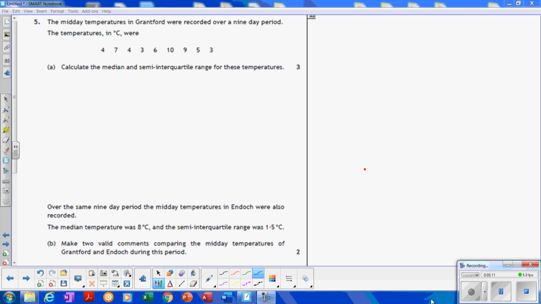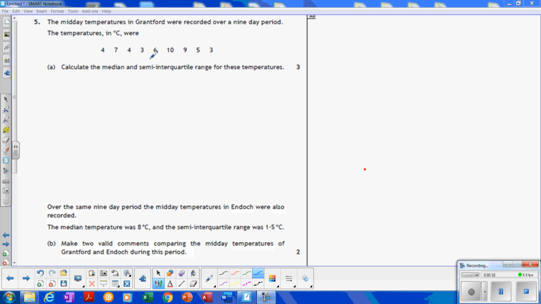Now for this one, we've been given the midday temperatures in Grantford, recorded over a 9-day period. The temperatures in degrees Celsius were 4, 7, 4, 3, 6, 10, 9, 5 and 3. Calculate the median and the semi-interquartile range of these temperatures. Now the first thing I've got to do is write them down in order.